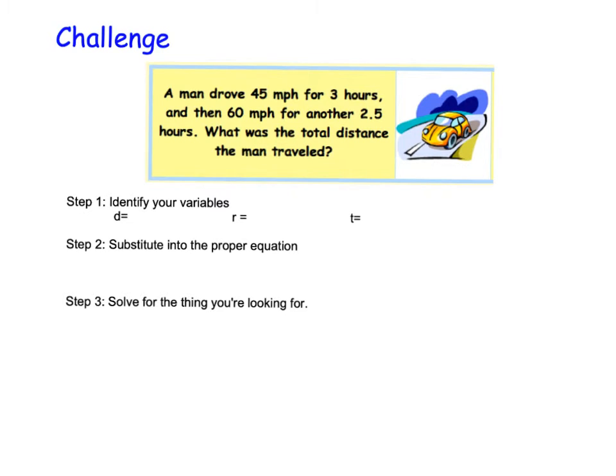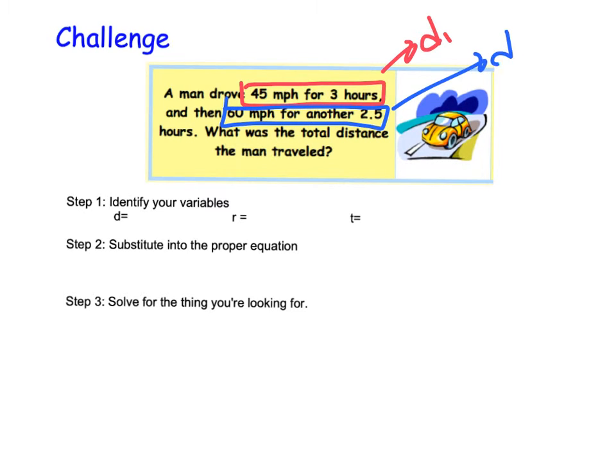I'm going to look at this as two problems in one. First of all, it said the man drove 45 miles an hour for 3 hours. Well, he's going to travel a certain distance for that speed. And then he said that he went 60 miles an hour for another 2.5 hours. Well, that's a different distance. And so if I add these two distances together, I'll get the total distance he went. So I'll do two equations. You could do it all in one.